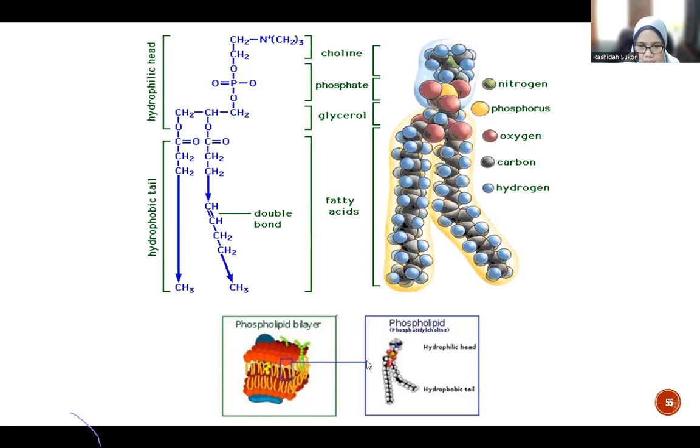So normally it will form like this. Where you have the hydrophilic part, it will have a phosphorus, and we call it the phospholipid bilayer. Okay.